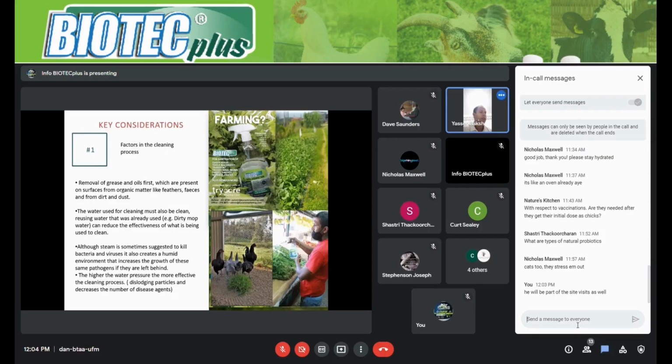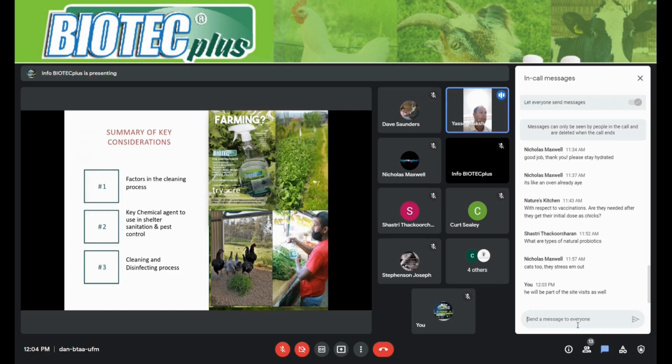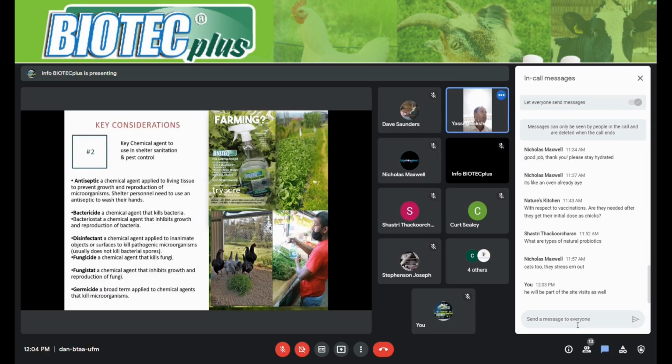So remember we said the first one was factors in cleaning. We're going to move on to key chemical agents to use in the shelters for sanitation and pest control. Okay, so I want to take a moment here to identify different words that you would typically come across that you may not know or understand. It is so important that we understand what we're using and why we're using them, right?